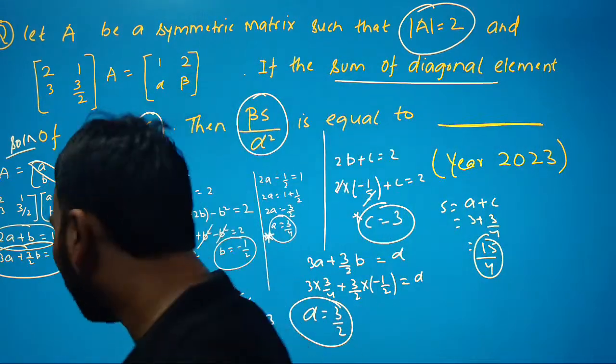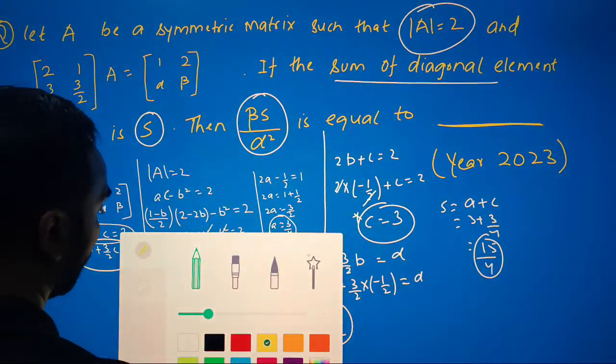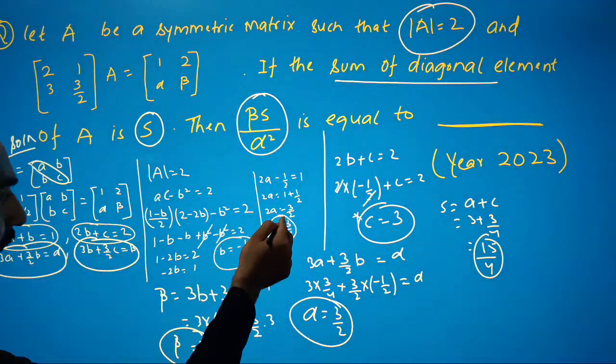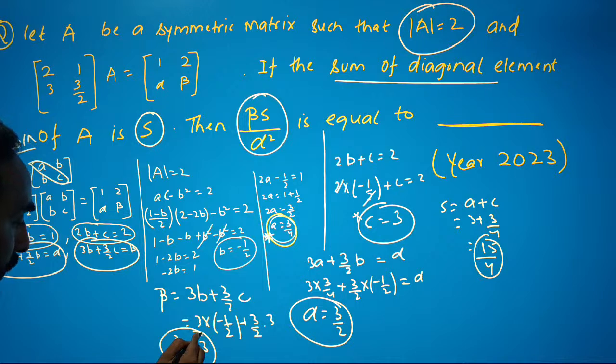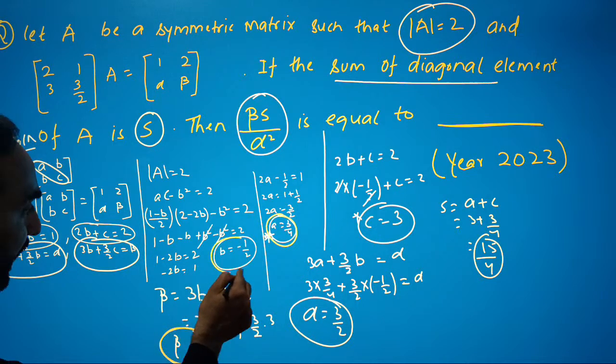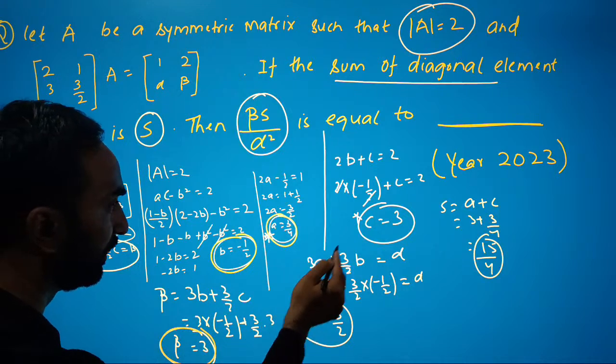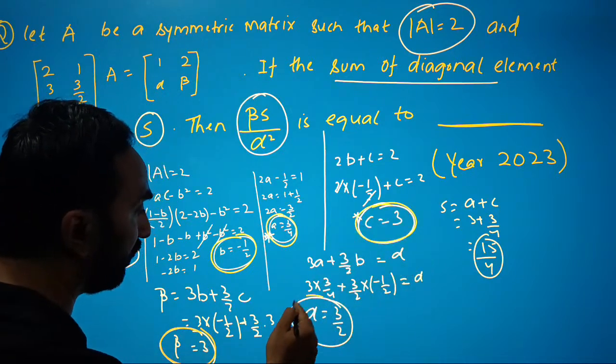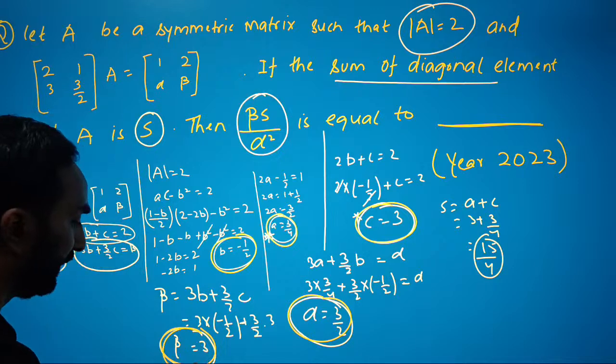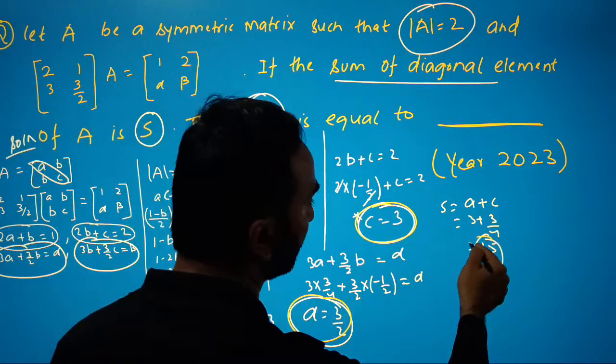So now we got every single value. I'm marking them here so that you can see. A is equal to 3 upon 4, B is equal to minus half, C is equal to 3, alpha is equal to 3 upon 2, beta is equal to 3, and S is equal to what?